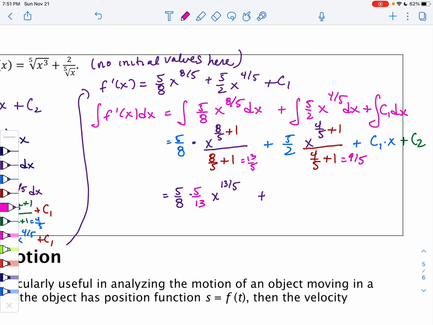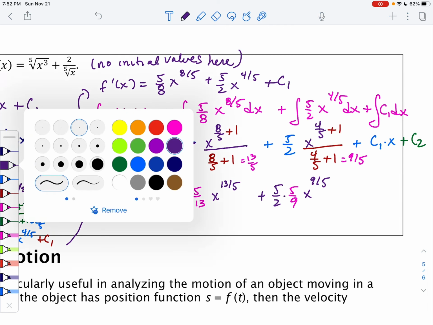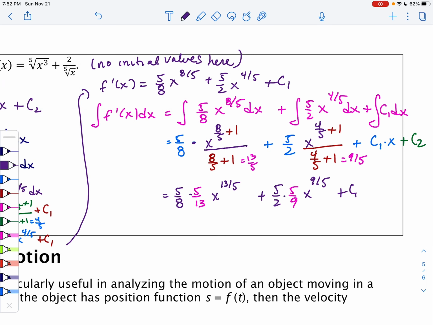Division by a fraction is multiplication by the reciprocal. And so division by 9/5 is multiplication by 5/9. And we still have x to the 4/5 plus 1, which is 9/5. We still have plus c1x. And then we also still have plus c2.